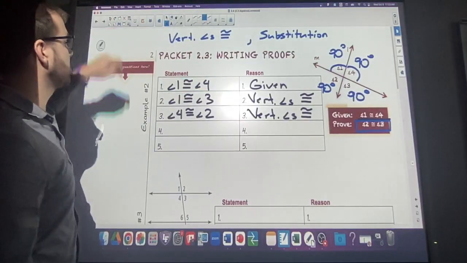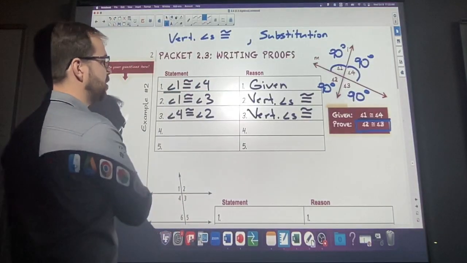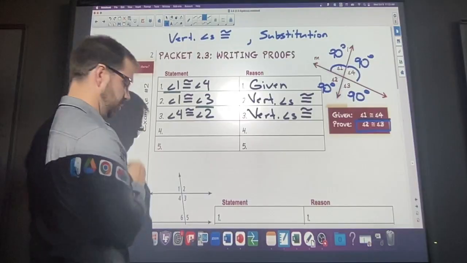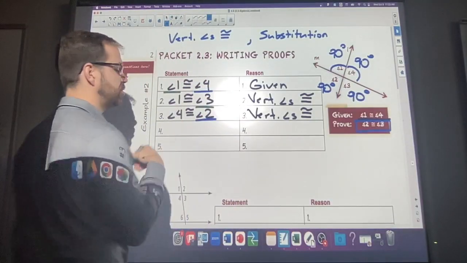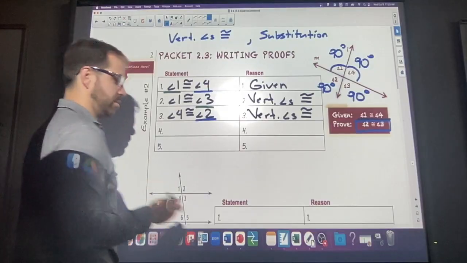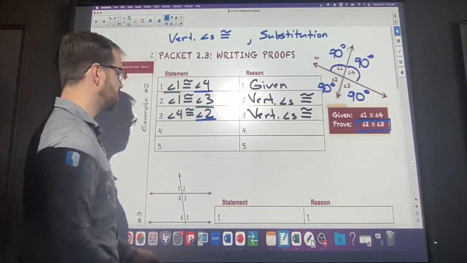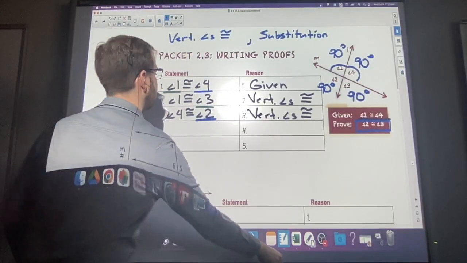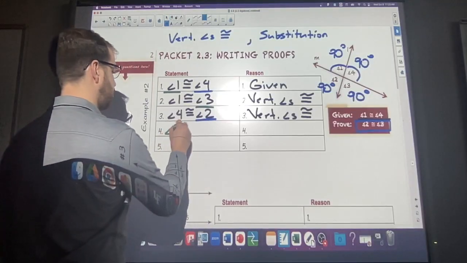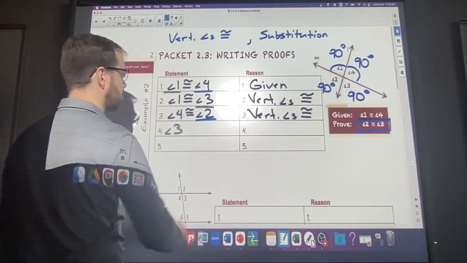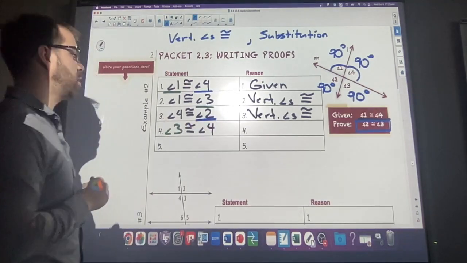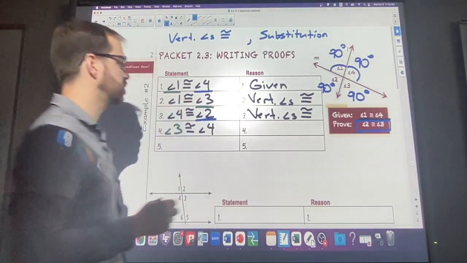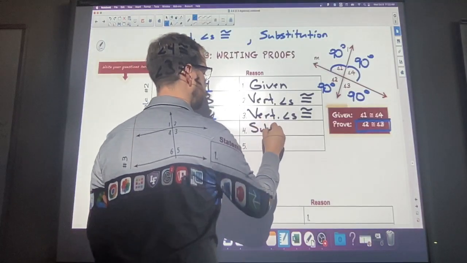So, I'm going to replace the 1 with a 3. And then after that, I'm going to replace the 4 with the 2, and I should be where I want to be. I should have a 2 and 3 in the end. So let's just replace the 1 to start with. So I'm now going to say angle 3 is congruent to angle 4. And all I did was replace this 1 here with the 3 because we said they're congruent, so this will be substitution.